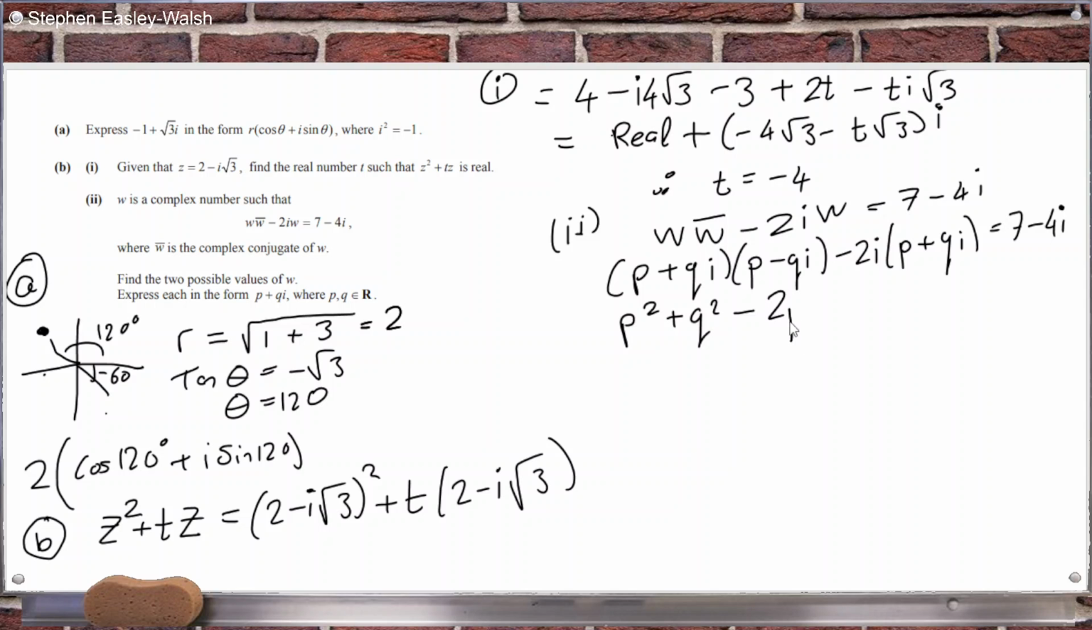So that becomes p squared plus q squared when you expand, minus 2pi, and then that would be 2q. It's i by i is i squared, which is minus 1, times the minus here makes it a plus. So that's 2q then, equals 7 minus 4i.